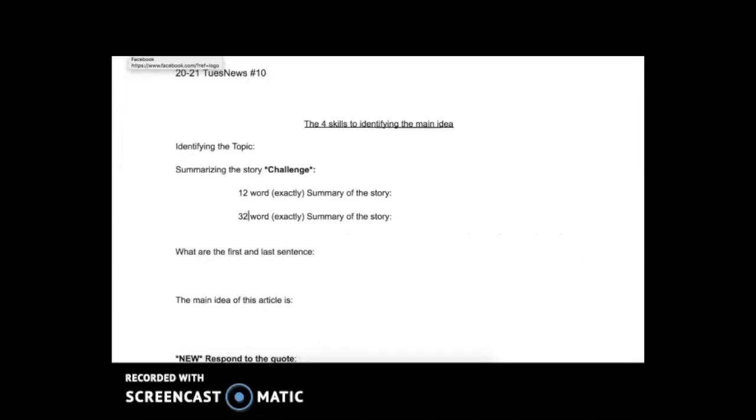Next, we have vocabulary. The first question is to identify the topic on the worksheet here, but you already did that when you read the article, so I don't feel compelled to answer that right now, nor the first and last sentence of each article. You've already done that. What I do want to do is take a look at summarizing the stories. Taking a look at the first story, the first one from the New York Times. Can you summarize that story in exactly 12 words now? How about in 32 words now? Taking a look at the second story from the Epoch Times, 12 words now, and 32 words now.